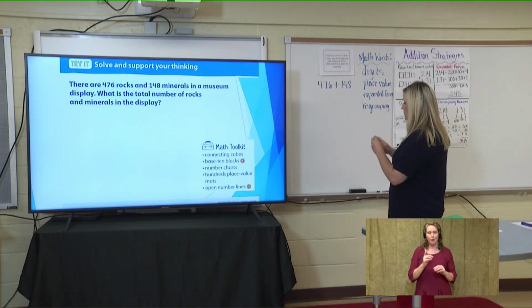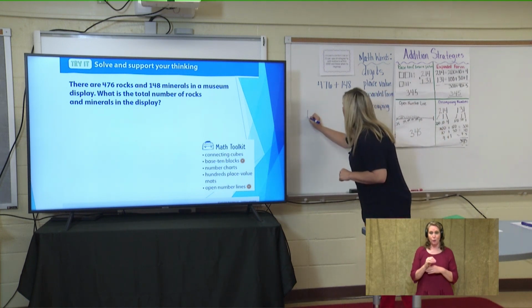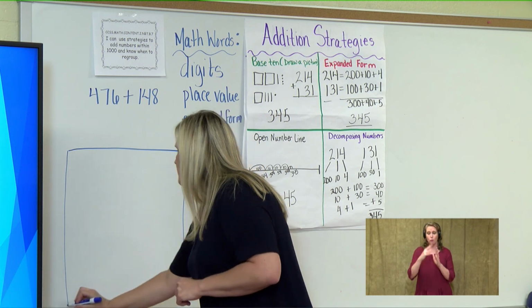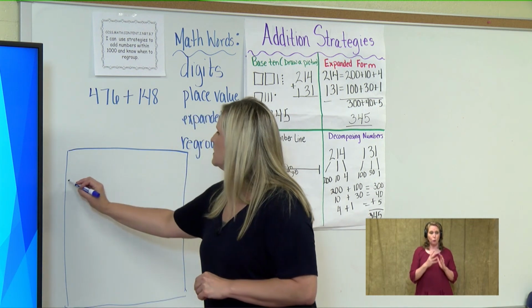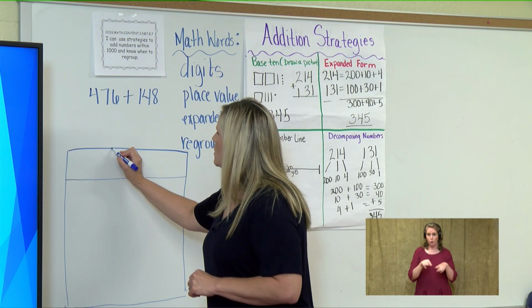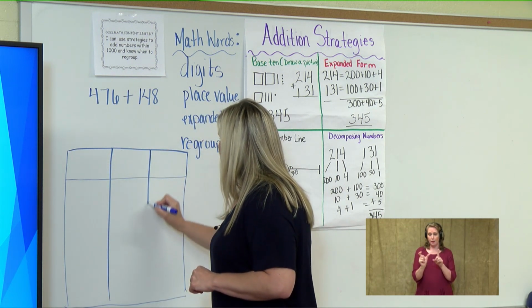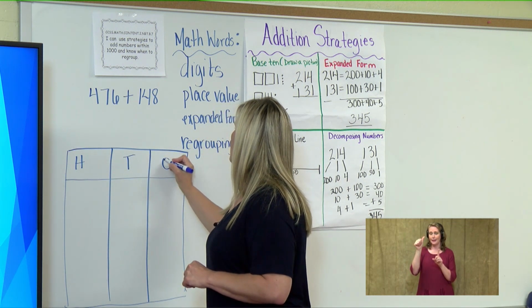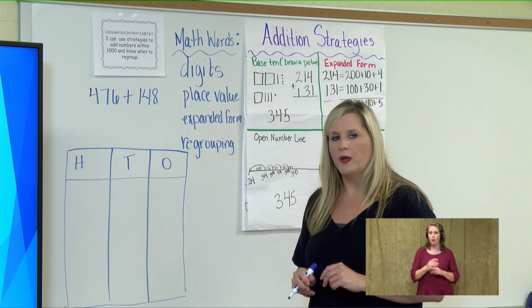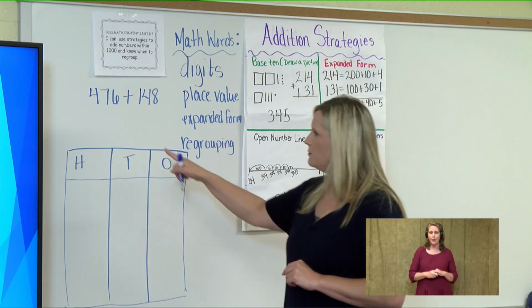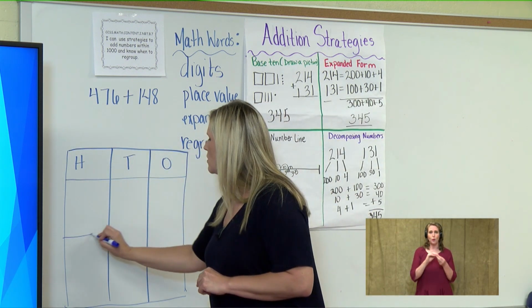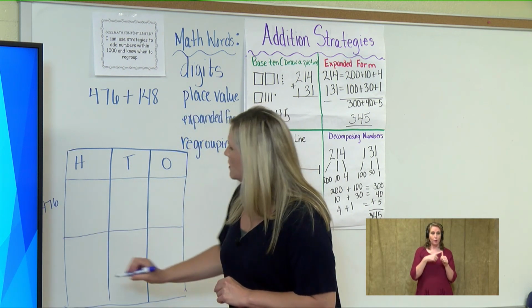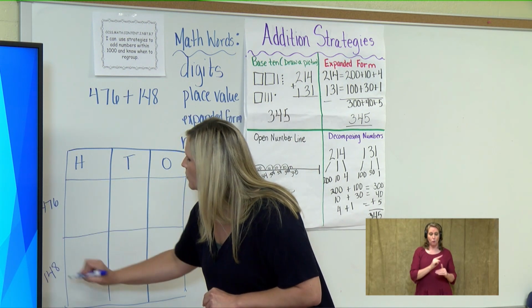Okay, so first we want to build this number. Actually, first what I want to do and what I want you to do is we're going to draw a place value chart. All right, so I want you to draw on your paper a place value chart. We did this the other day. Remember, we made 3 sections for our hundreds, our tens, and our ones. All right, so draw that on your paper. Now, we're going to build these 2 different numbers on our hundreds chart. So we're going to build 476, and down here we're going to build 148.